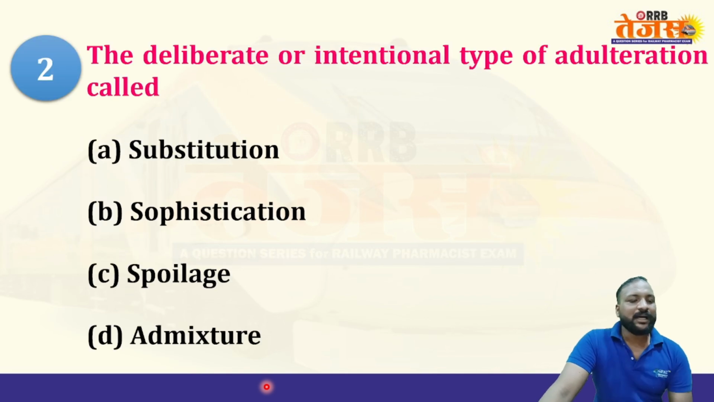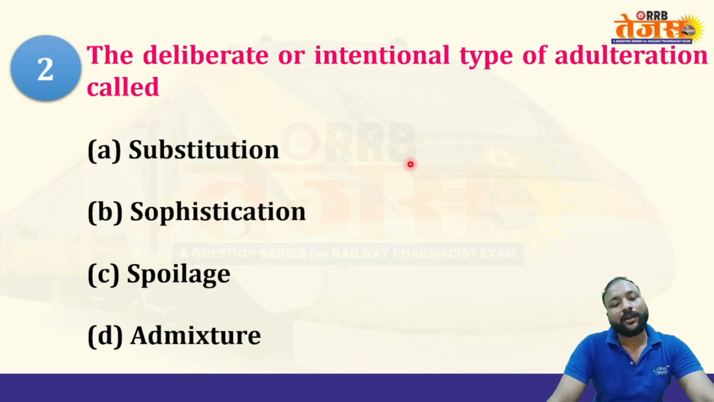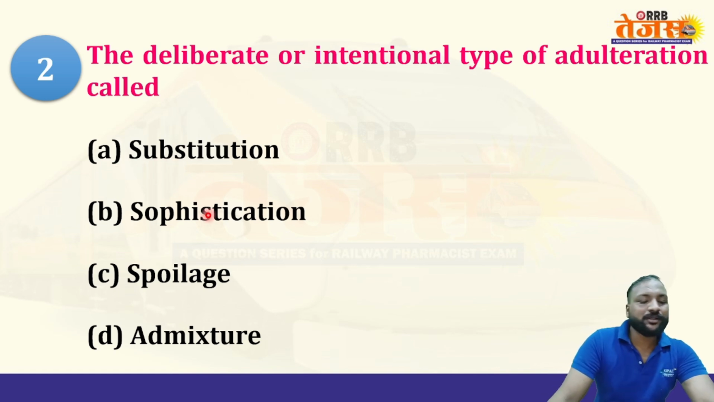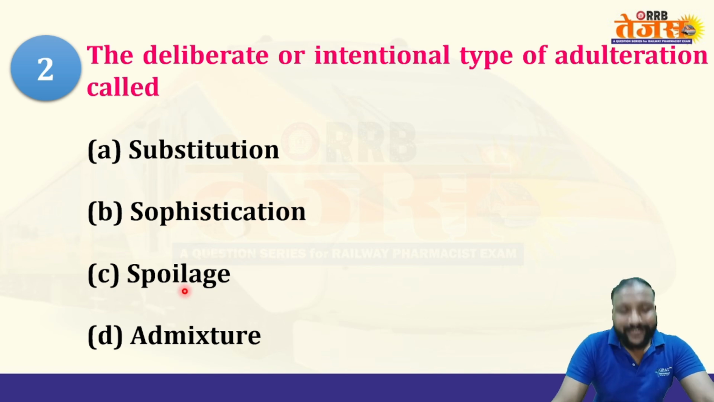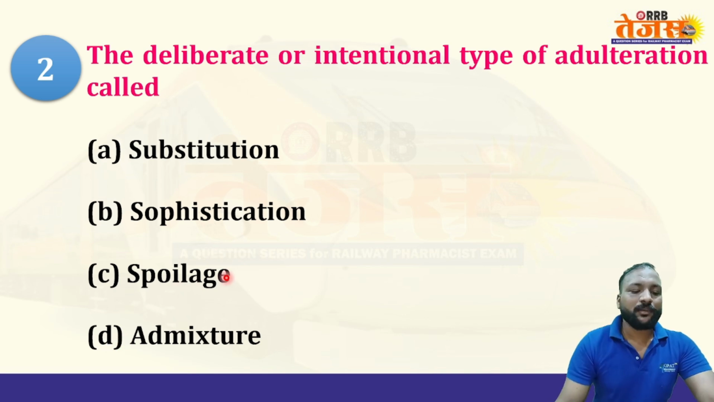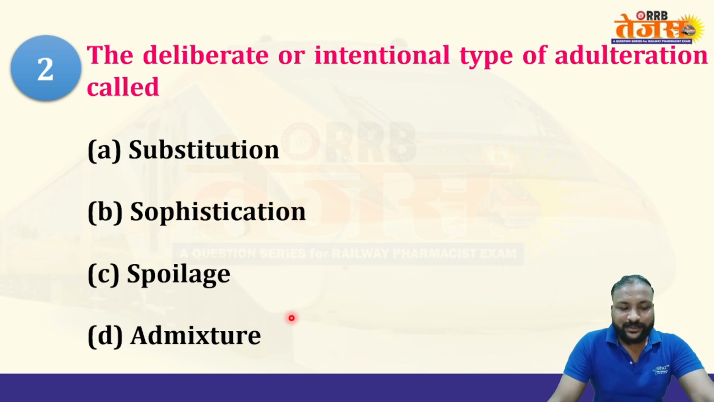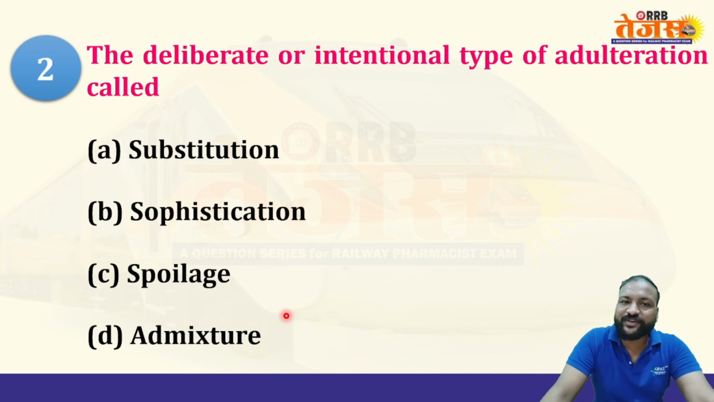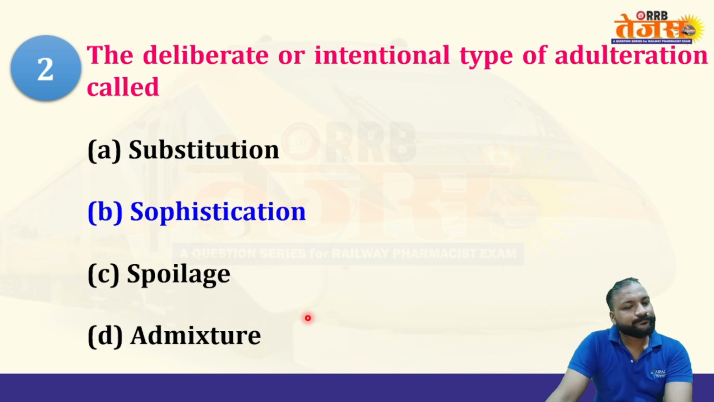The second question: the deliberate or intentional type of adulteration is called. They have four options here. Option A, substitution. B, sophistication. C, spoilage. And D, admixture. Can I get the right answers? Please post your answers. Let me check the right answer here.